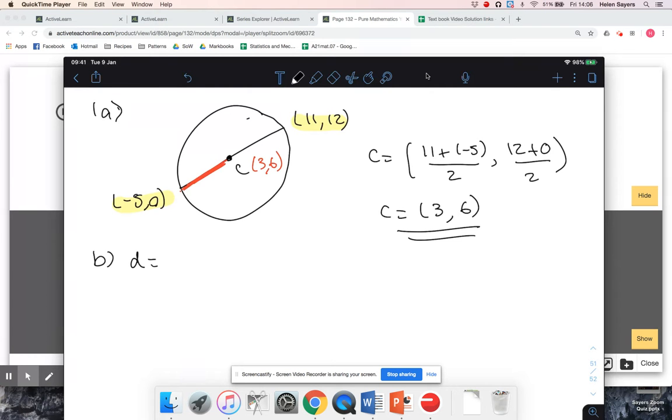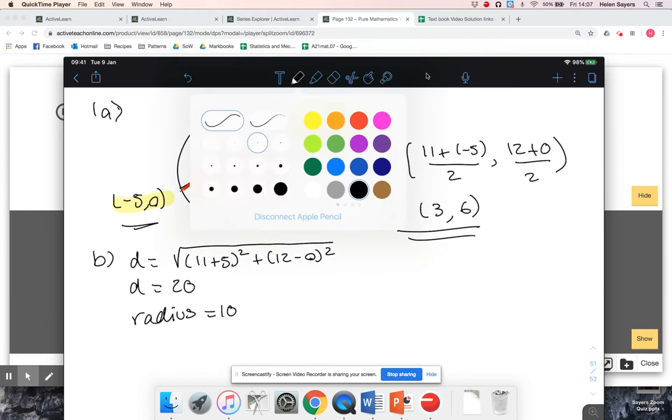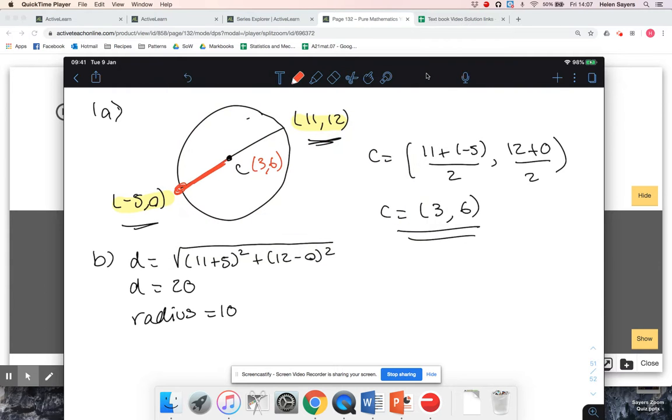So the diameter is going to be the distance between P and Q. So I'm going to do this one, subtract this one. So it's 11 minus 5 all squared, plus 12 minus 0 all squared, and then square rooted. So 16 squared plus 12 squared, square rooted. So the diameter is 20. So the radius is 10. And obviously that's the answer you would have got if you'd have just done the distance between either end of it and that midpoint, assuming our midpoint is correct.